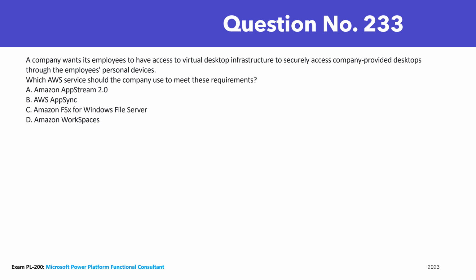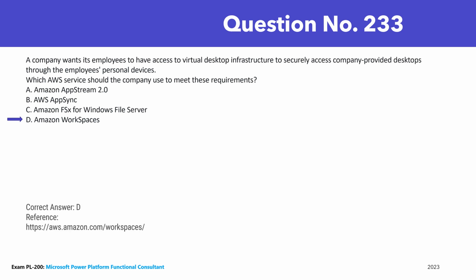A company wants its employees to have access to virtual desktop infrastructure to securely access company-provided desktops through the employee's personal devices. Which AWS service should the company use to meet these requirements? A. Amazon AppStream 2.0. B. AWS AppSync. C. Amazon FSx for Windows File Server. D. Amazon WorkSpaces. Correct answer, D.